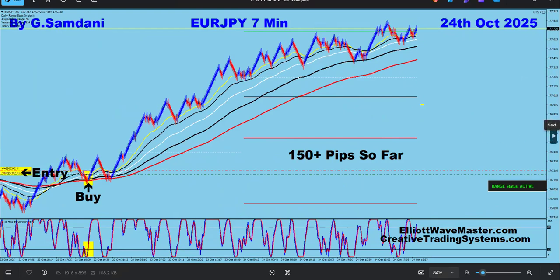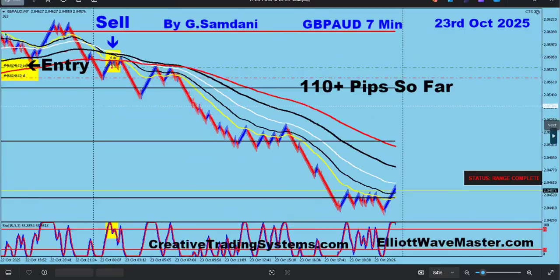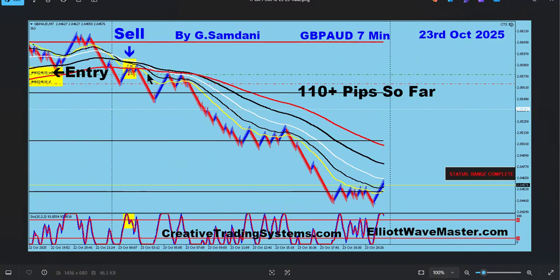Last week I was busy doing a lot of different things, so some of these trades you'll see that I held more than one day. This one here, pound Aussie again dropping here. This is 110 pip on the 23rd. And you can see the entry was on the 23rd as well, at the beginning, right?